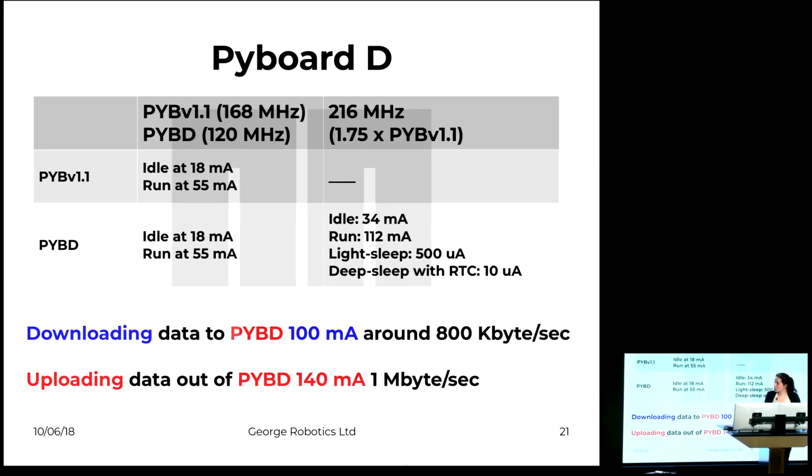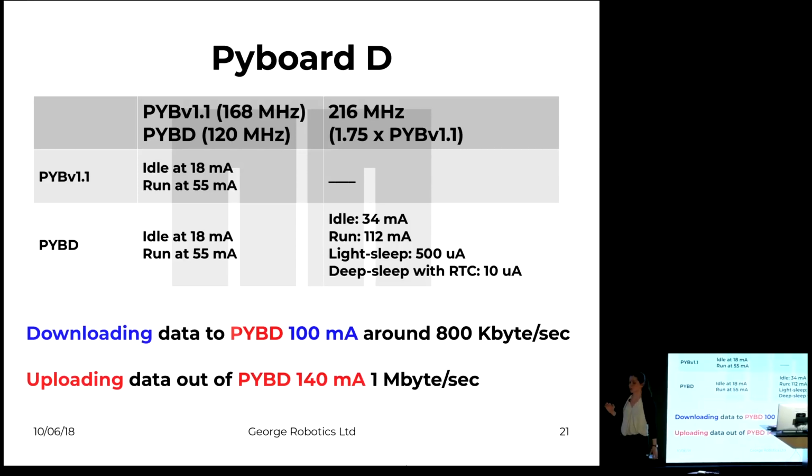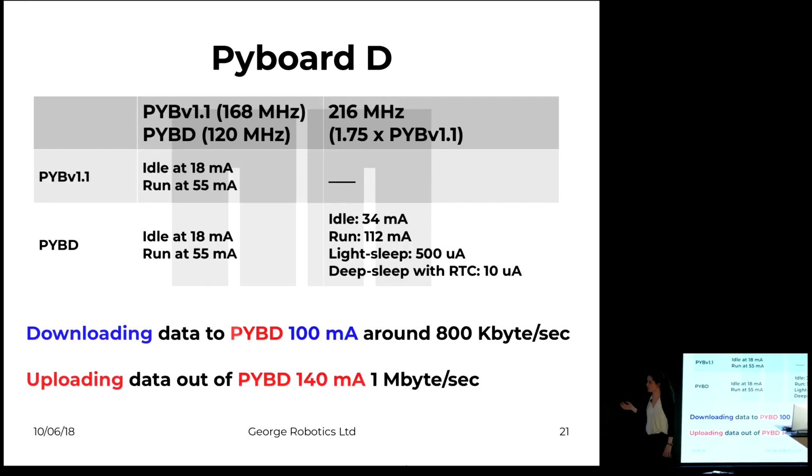And I wanted to show off a little bit of the data compared. So the PyBoard 1.1, which is the original PyBoard, runs at 168 megahertz, which is comparable to 120 megahertz on the new PyBoard. So when you have them idle, it consumes about 80 milliamps, and if they run, they are at 55 milliamps. So this is quite comparable.